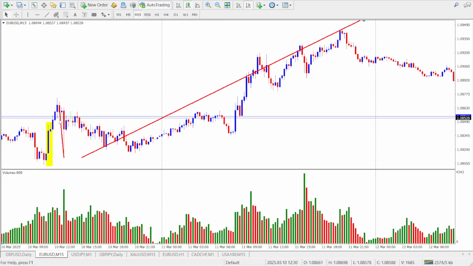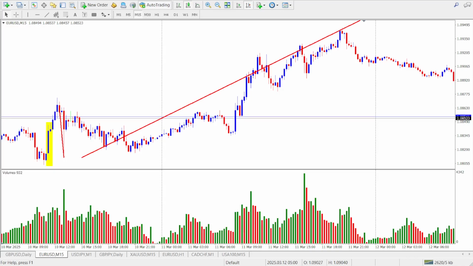So you can just wait for a pullback, then enter when price resumes the trend. Confirm with volume indicator as well, or price action signals like bullish or bearish engulfing patterns, or any other reversal or continuation candlestick patterns. By mastering these two strategies, you can use imbalances to your advantage and make smarter trading decisions.